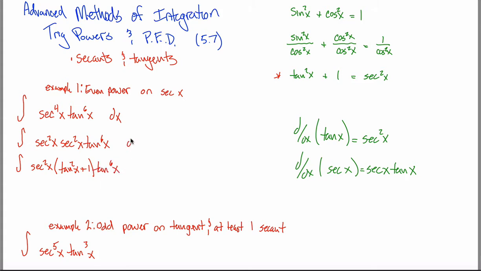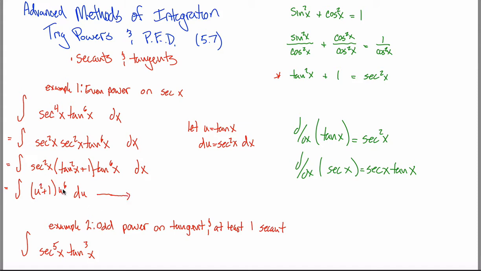You can kind of see where this is going to go. I forgot my dx in the prior line. I'm going to let u be equal to tangent of x, so u squared plus 1, u to the 6th, that'll all be easy enough. We do this substitution right here, and what we're left with is u squared plus 1 times u to the 6th power du. And this is easy enough that maybe you'll let me get away with even cutting out some steps.